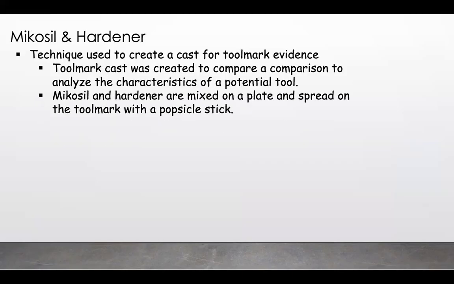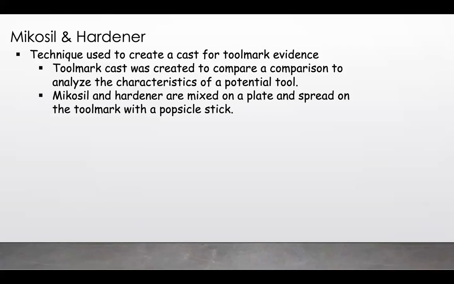Okay, and then microsol and hardener. This technique would have been used on the wooden plank with the tool marks. To create a cast for tool mark evidence, a mixture of microsol and a hardener is prepared; you can mix it on a mixing plate with a wooden or popsicle stick. Once the mixture sets and hardens in the tool mark, it can be peeled off and it forms a detailed impression of the tool mark, capturing fine and valuable characteristics.